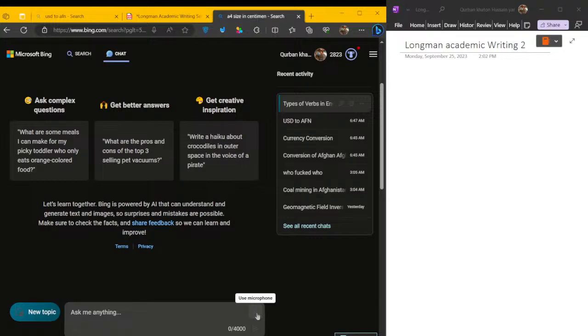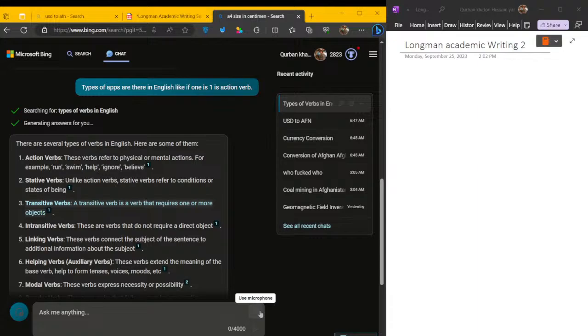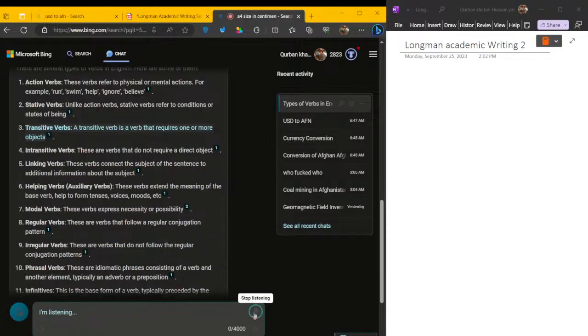All right, so these are the types of verbs that we have in English, but we mainly had: explain action verbs, linking verbs, and transitive verbs with details, like if you're explaining to a 5-year-old child. No, don't answer at all. Explain action verbs, linking verbs, and transitive verbs in detail as if you're explaining to a 5-year-old child.